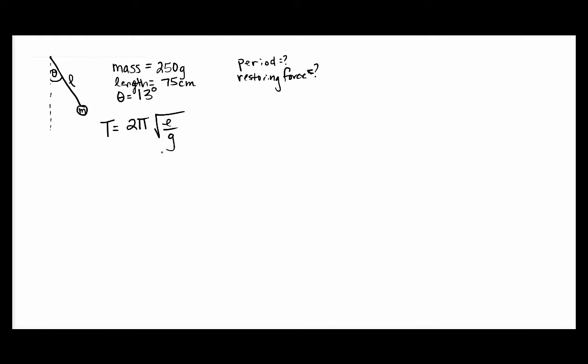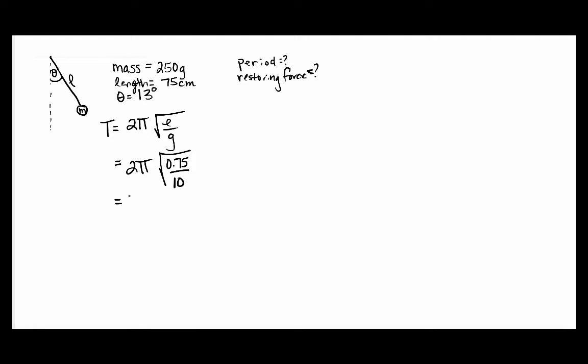Now, if you did the lab, you've already figured out that the mass of this pendulum does not affect the period. It's only affected by the length of the string and gravity. So that's why mass isn't in this equation. The length is 75 centimeters. We need to get that into meters, so that's 0.75 meters. And gravity, we're going to assume that this pendulum is on Earth because we haven't been told any different. And so gravity on Earth, we'll just go ahead and use 10, 9.8 or 10.